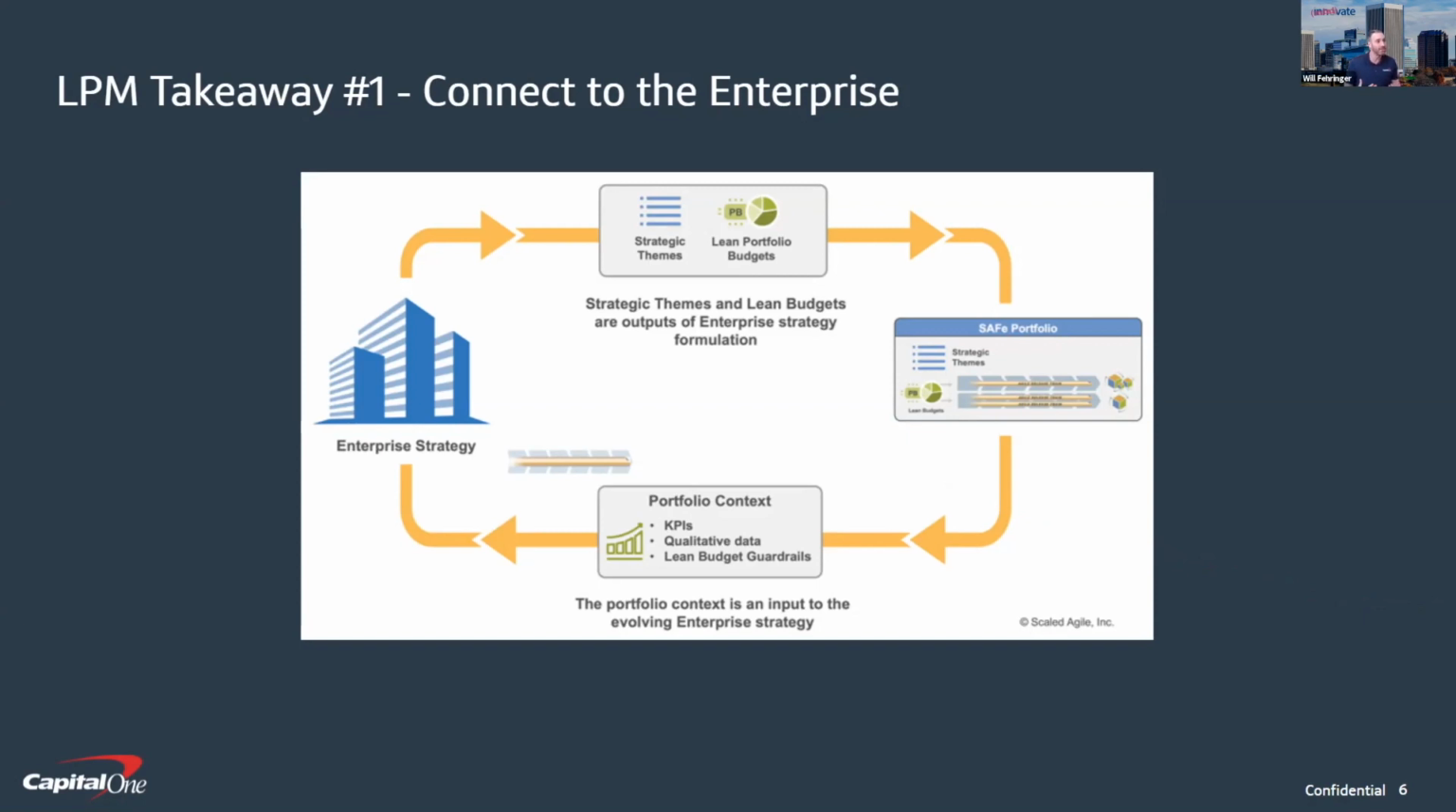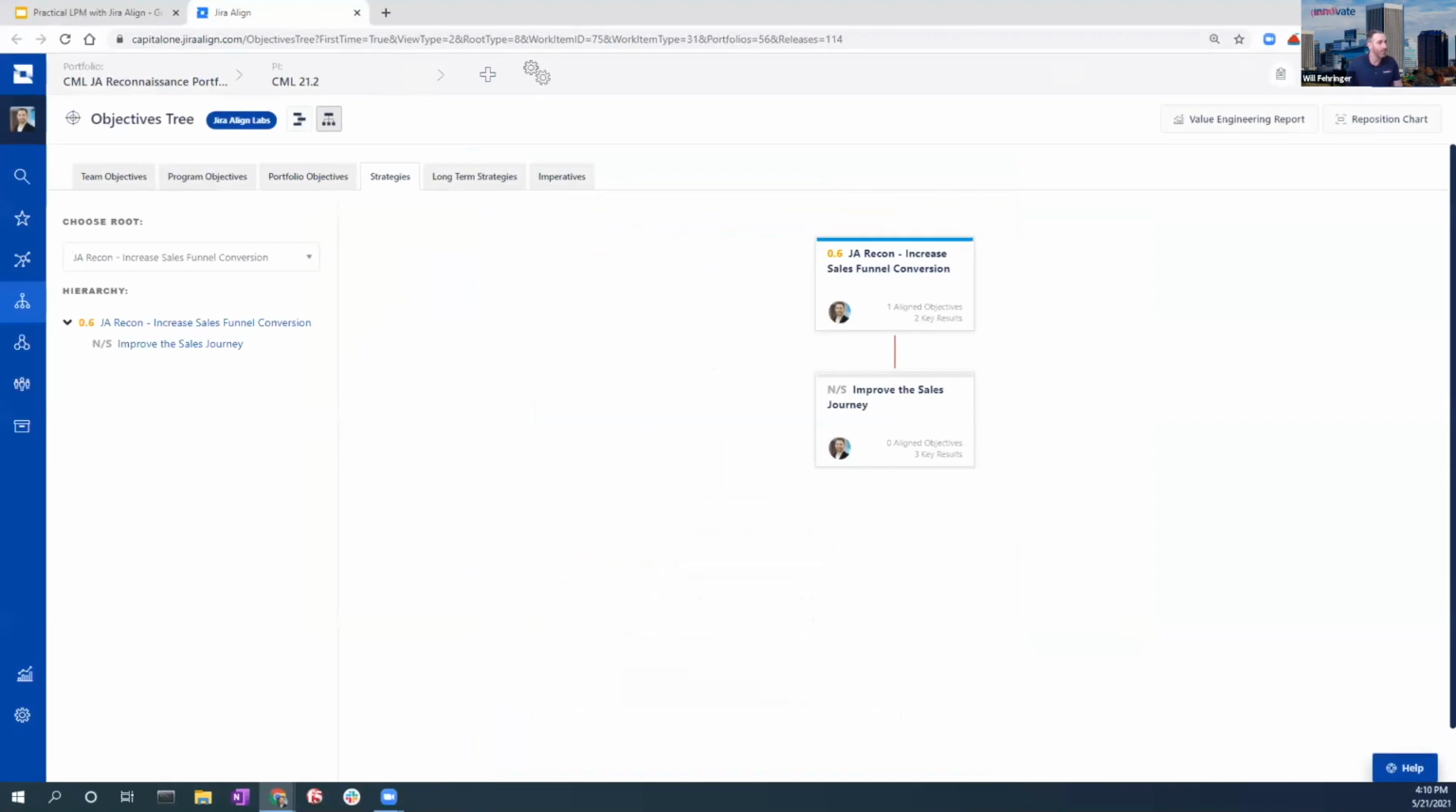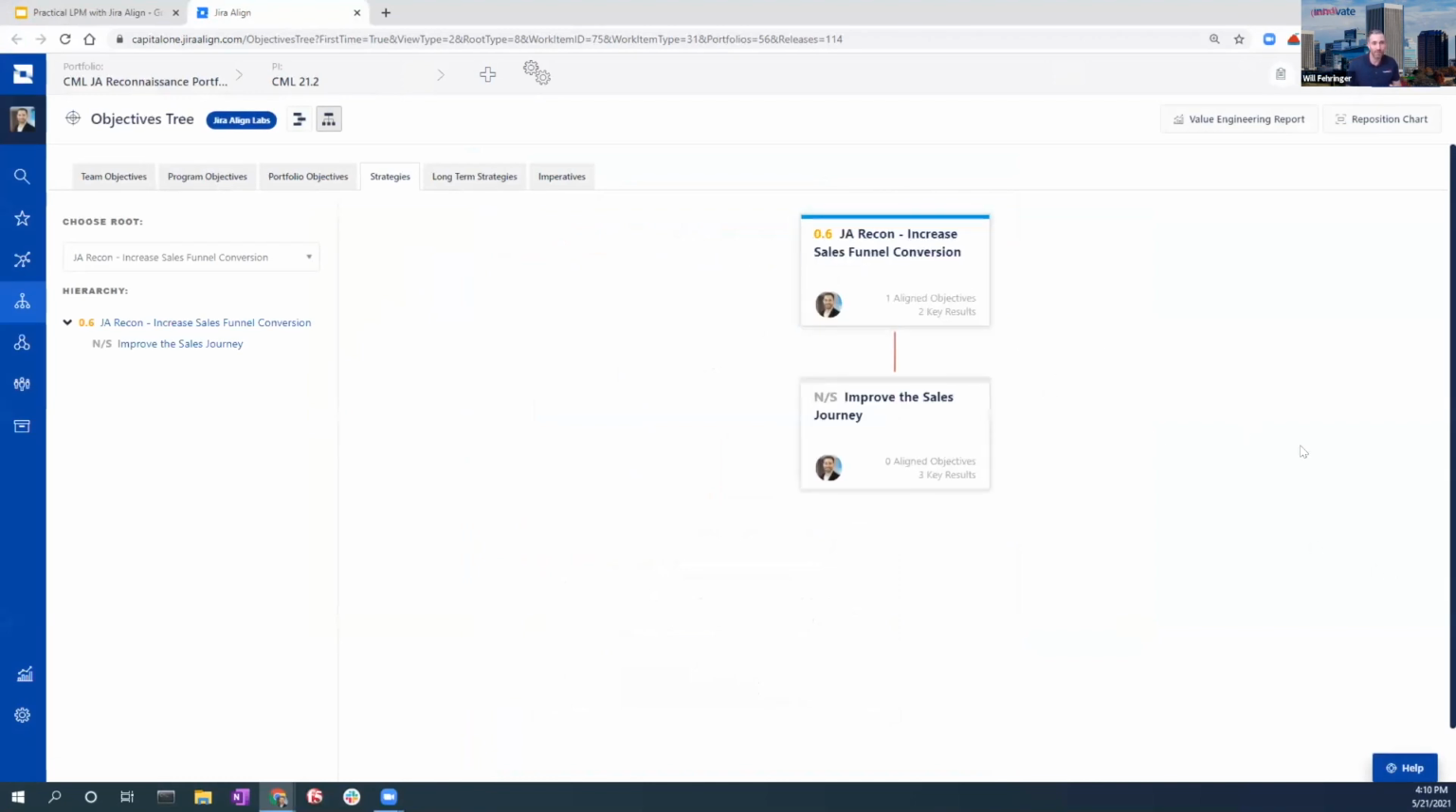So how can we put this idea into practice using our Jira Align tool? We're going to connect to the enterprise using this view here. Let me go ahead and open up our view and show you how we can do this.